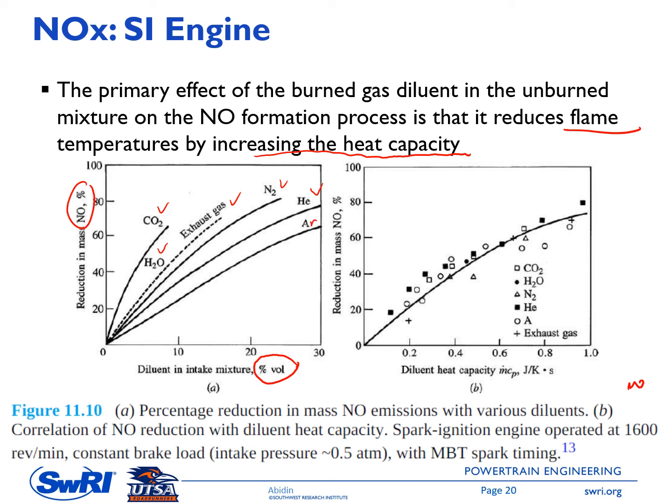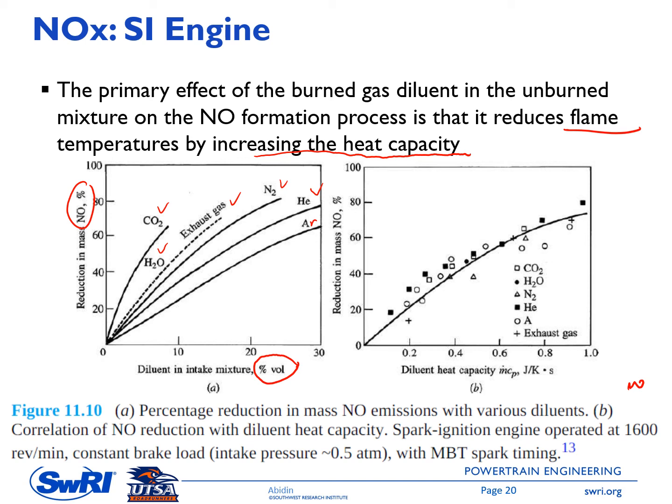As you can see in this figure, CO2 and H2O have the highest impact on the NO reduction, and this is because of the highest Cp compared to the other diluents. So if you have, let's say, higher CO2 inside the burned gas, you will have better NOx emission compared to the one with less CO2. But unfortunately, we cannot control this CO2 amount in the burned gas. It is the result of the combustion process, and the CO2 is usually within a certain range.